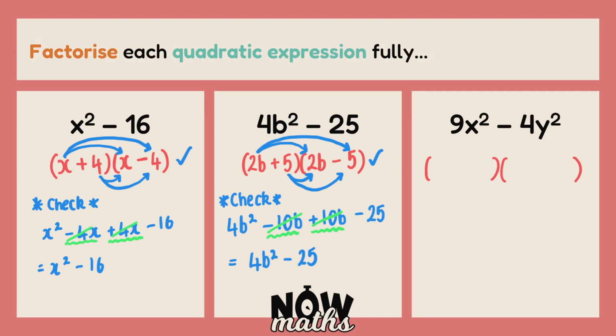And again, we use square roots to help us here. So the square root of 9x squared is 3x, since 3x multiplied by 3x is 9x squared, so that goes in the front of each of our brackets. And then the square root of 4y squared is 2y, since 2y multiplied by 2y gives us 4y squared. And since we need the two y's to multiply to give us negative 4y, one of them needs to be positive and the other needs to be negative. And this is our full factorised quadratic.